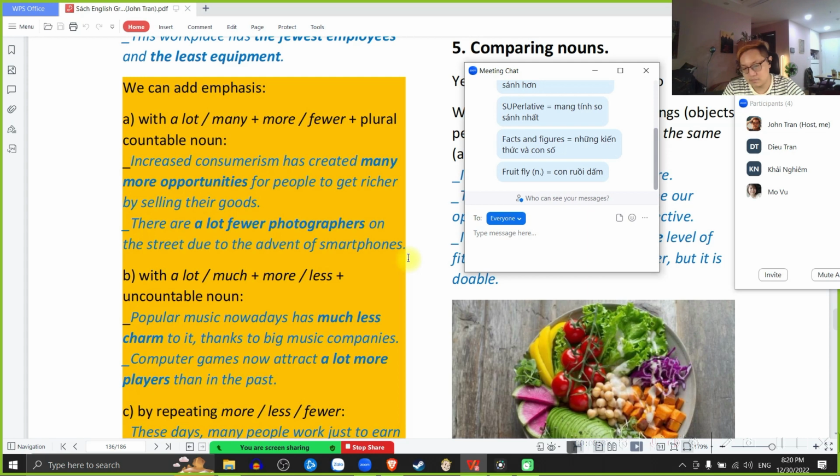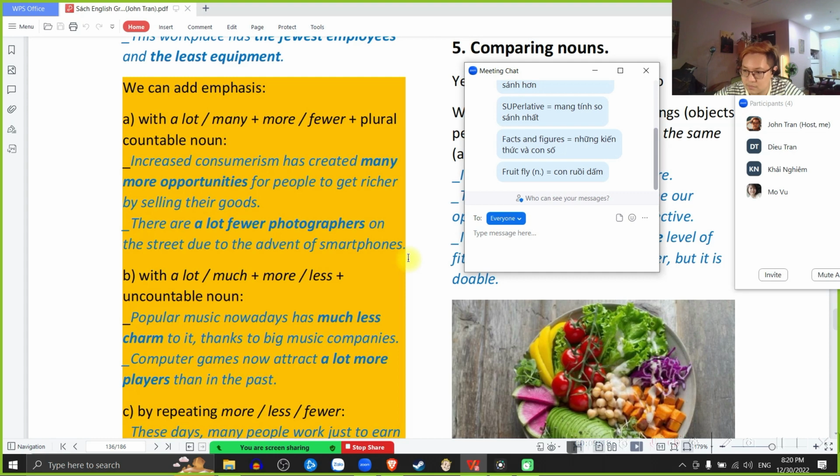With a lot, much more, less, uncountable now. Popular music nowadays has much less charm to it, thanks to big music companies. What do you say? Em đọc cái từ gì cuối cùng này không có hiểu gì đó. I don't understand anything. Try again. Popular music nowadays has much less charm to it. Thanks to big music companies.